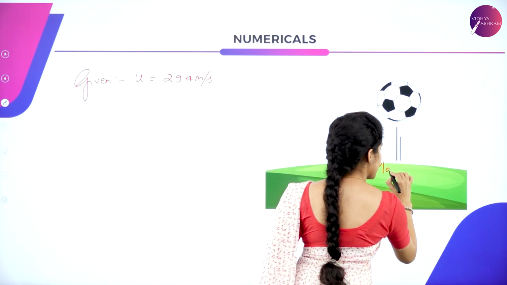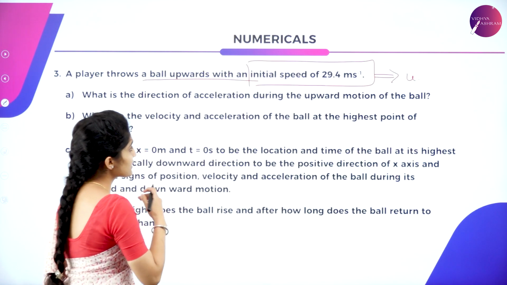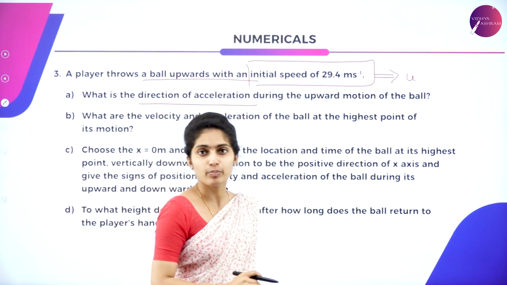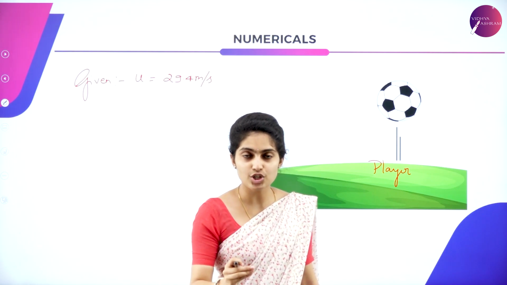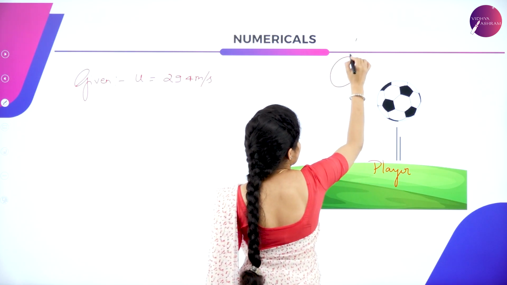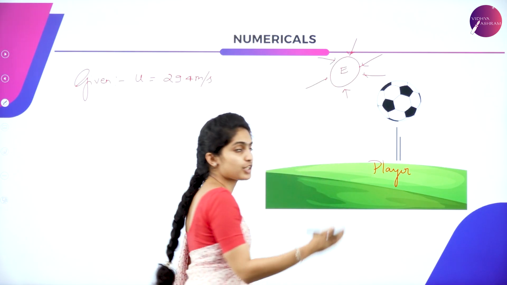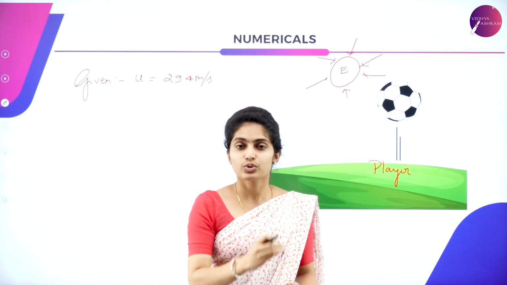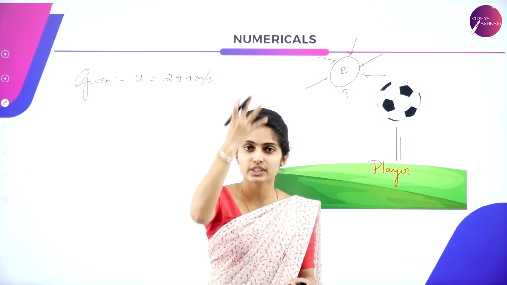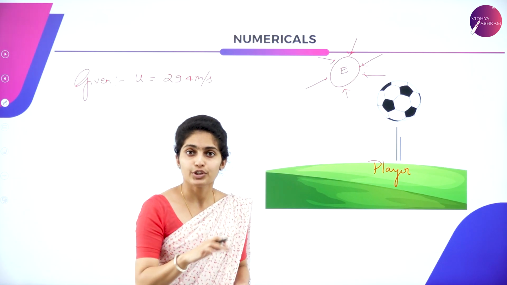A player who is present over here throws a ball upwards. So what is the direction of acceleration? They have asked you to find out the direction of acceleration during upward motion of the ball. So as you all know, the acceleration is due to gravity. Gravitational force is acting towards the center of the earth. This is earth and gravity is acting towards the center of the earth, due to which whatever objects you throw up will come down. Right? So there is a change in velocity of the object when the object is thrown up. Therefore, you can say that there is acceleration, and that acceleration is due to gravity.